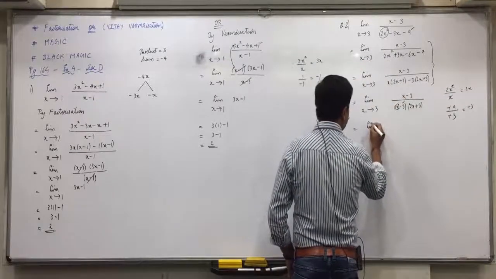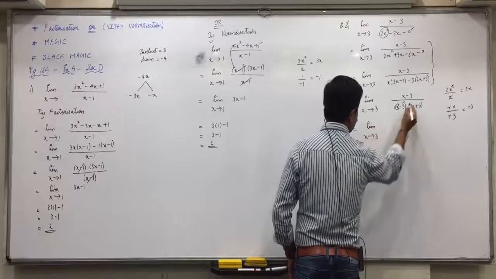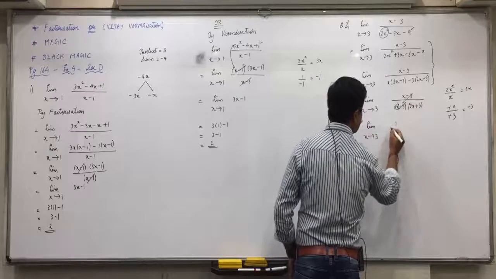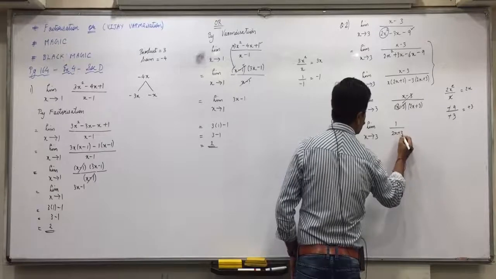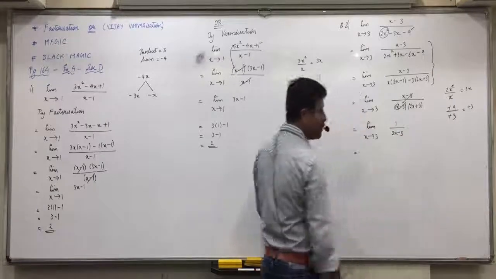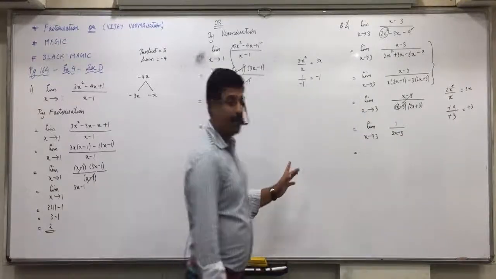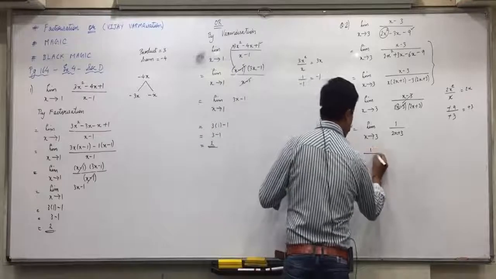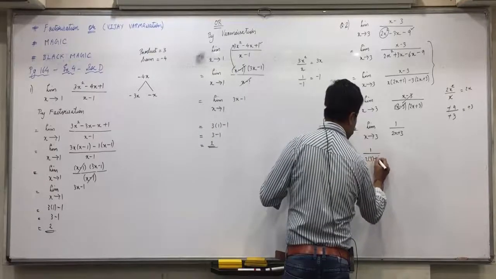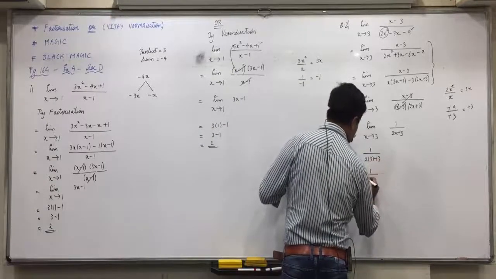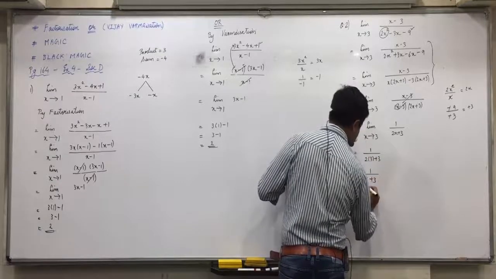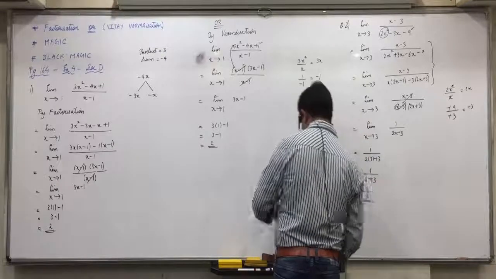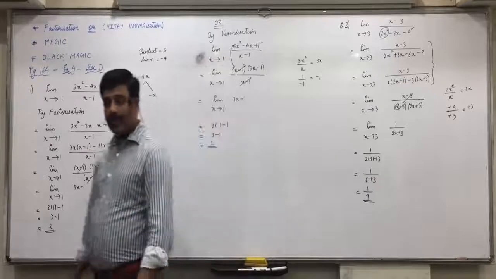So now limit x tends to 3. x minus 3 gets cancelled. 1 upon 2x plus 3. Now we have to substitute, so should we write limit? No. Simply 1 upon 2 into 3 plus 3. 1 upon 6 plus 3. 1 upon 9. Did all of you understand this?